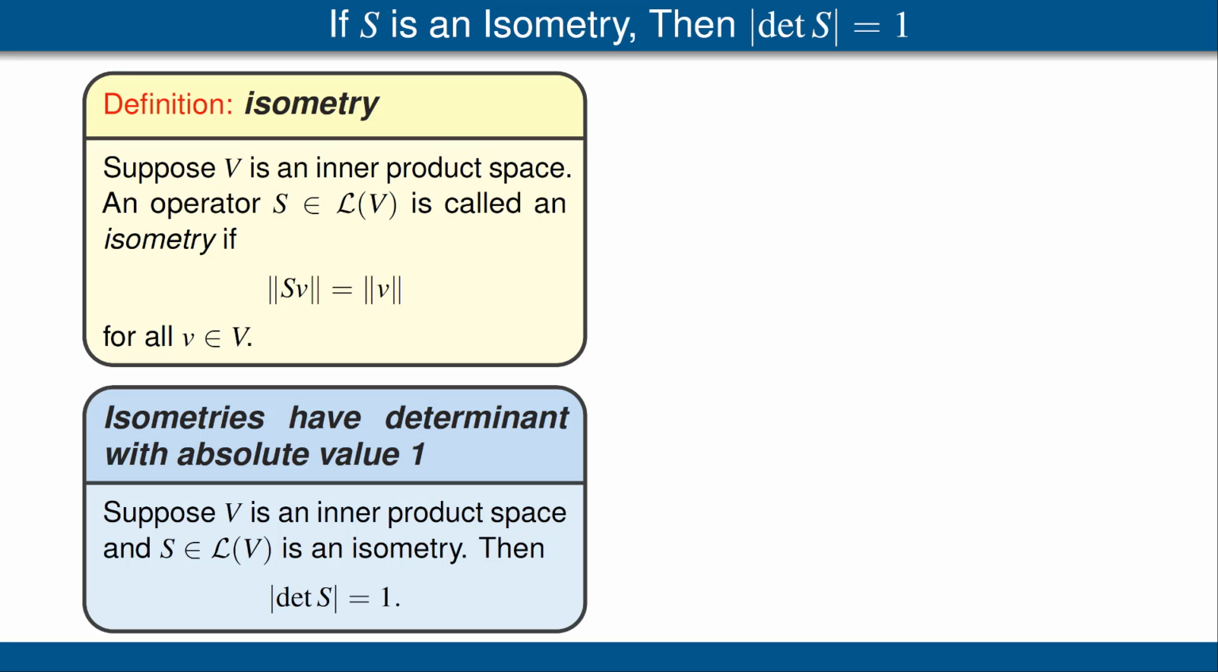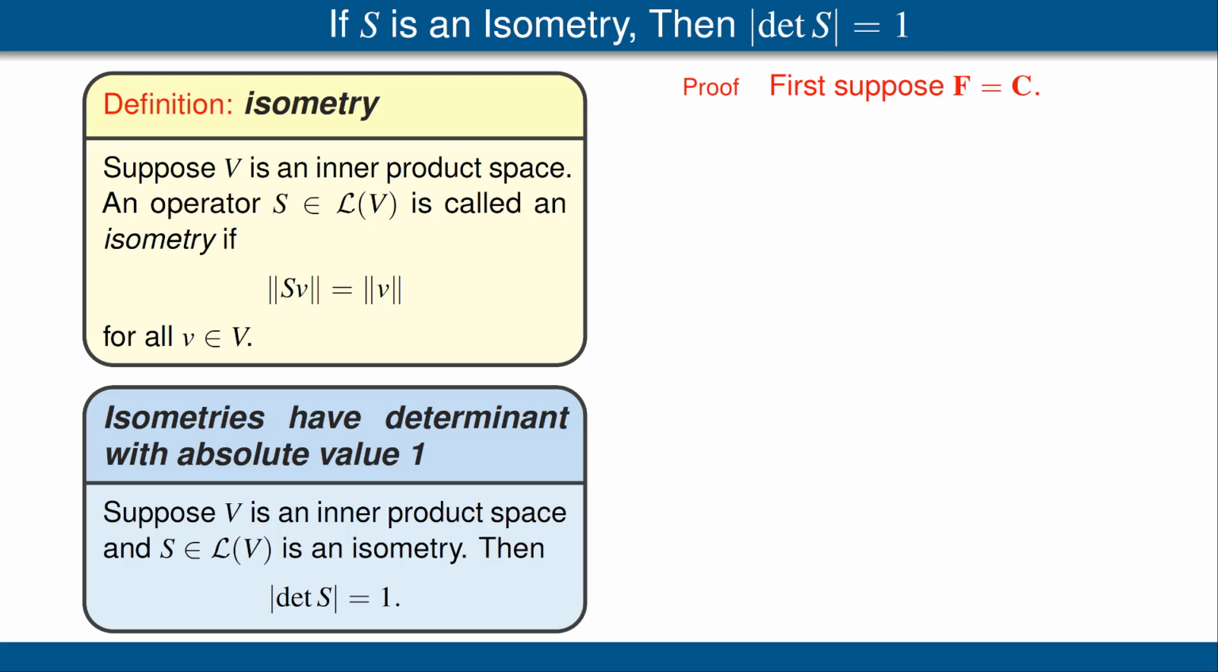Now we come to a theorem telling us about the determinant of isometries. Suppose V is an inner product space and S is an isometry on V. Then the absolute value of the determinant of S is equal to 1. Let's look at the proof of this result.